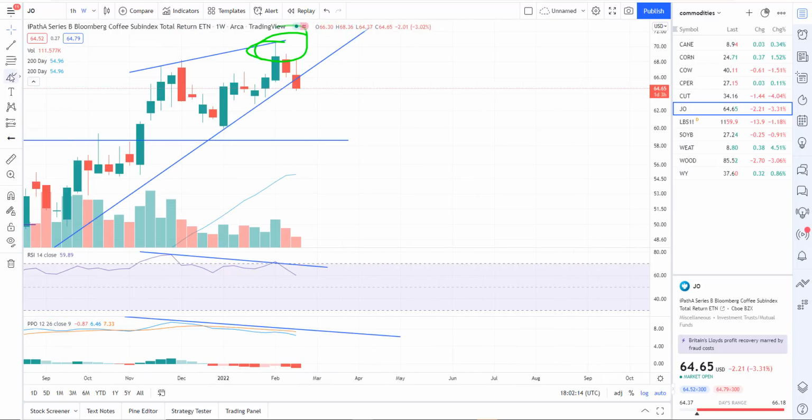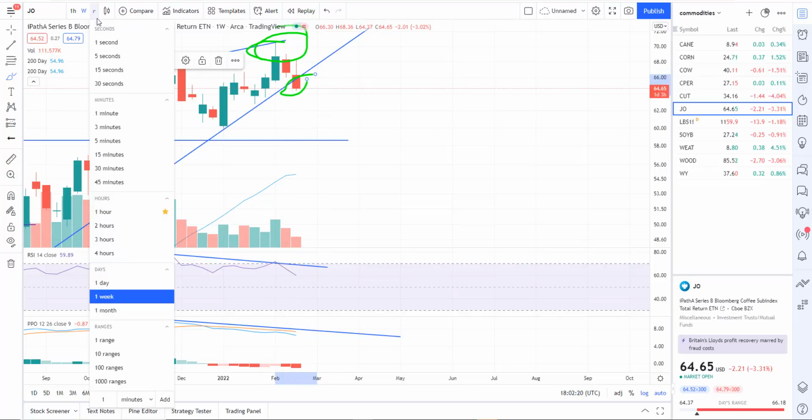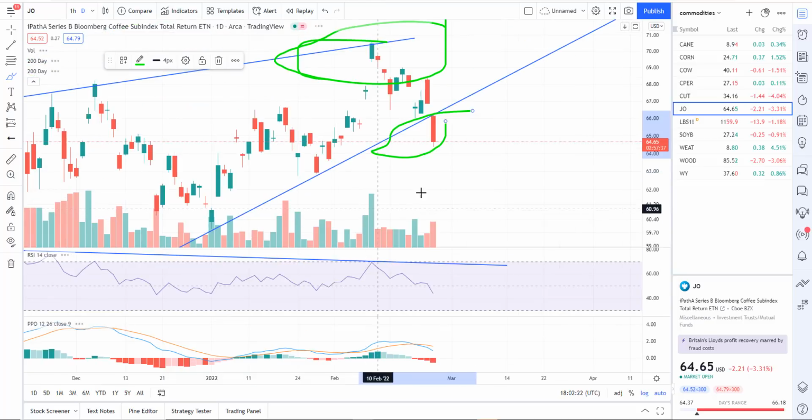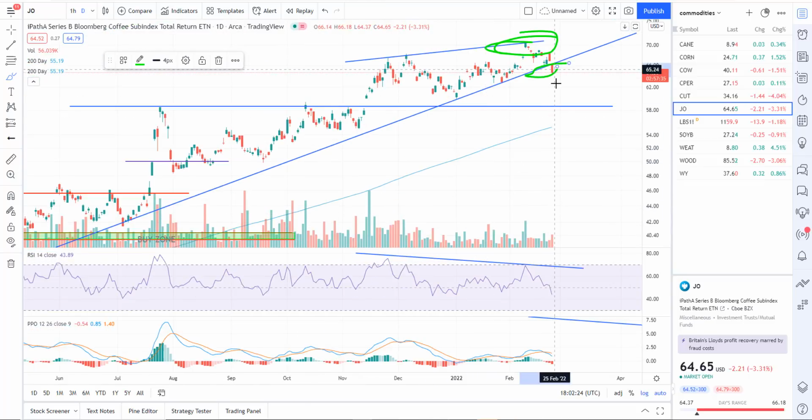So we'll see how this closes. If they close this basically where we're at or lower, then that's going to be a pretty clean sell signal. That's a weekly chart as well. If I go to the daily, there it is. All right, that's a breakdown.